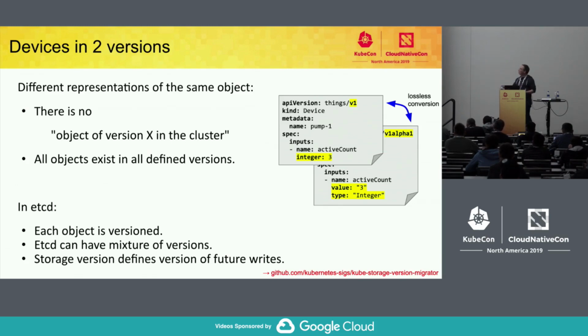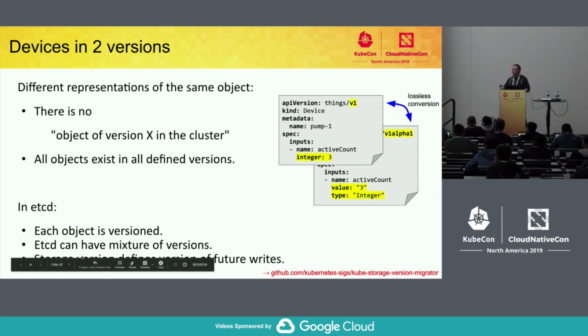There's nothing like, as some people think, an object in version 1 that doesn't exist at the same time in v1alpha1. This is wrong. An object exists in all versions of the API group at the same time. Of course, etcd is kind of opinionated, so etcd will store just one version. There's something called a storage version, which you can define in the versions field of the CRD spec.